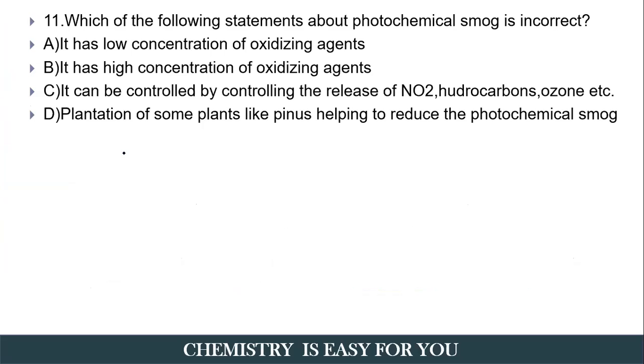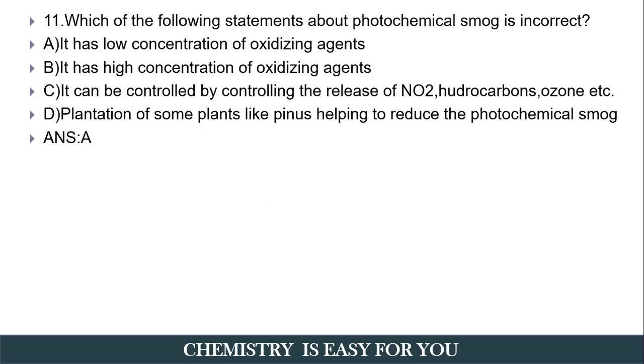Which of the following statements about photochemical smog is incorrect? These are all very closely related statements. One: it has a low concentration of oxidizing agents. Two: it has a high concentration of oxidizing agents. Three: it can be controlled by controlling the release of NO2, hydrocarbons, ozone, etc. Four: plantation of some plants like pines helps to reduce photochemical smog. So definitely we know that the answer will be either A or B, because both are alike, and it should be either low or high concentration. So the answer is option A. It has a low concentration of oxidizing agent.